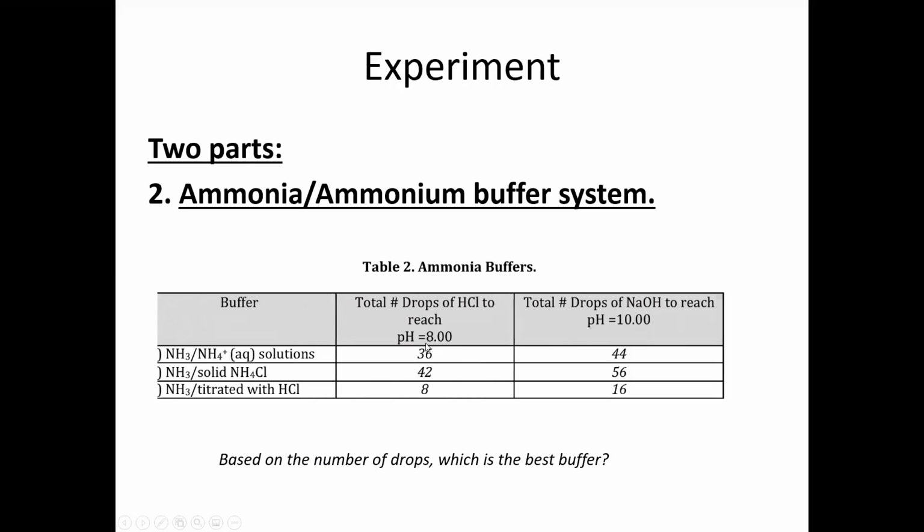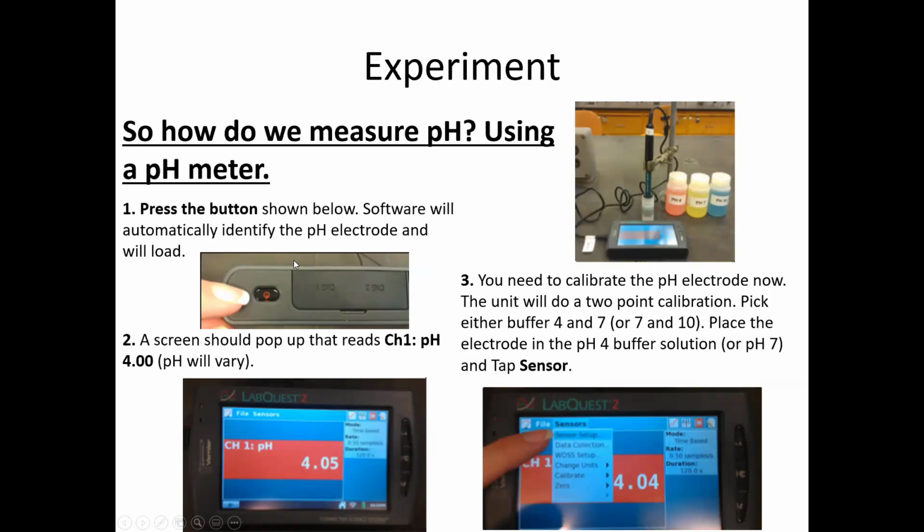Which one is the best buffer? You should be looking at which buffer system takes more drops, right? That means it has more resistance to any other acid or base added to the solution. So you will be looking for which one has more drops, and that will be the one that's the best buffer. So in this experiment, we use the linear pH meter.